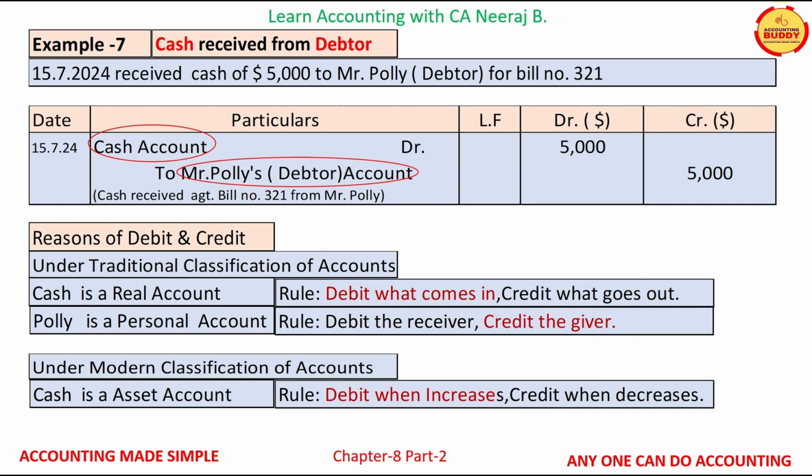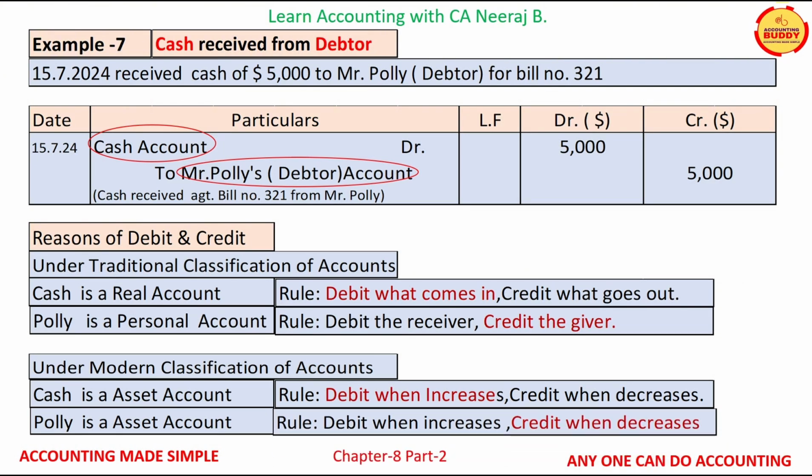Under modern classification of accounts, Mr. Polly's debtor account is an asset. The rule for asset account is debit when increases and credit when decreases. In this transaction, Mr. Polly's debtor account is decreasing, therefore Mr. Polly's account is credited.